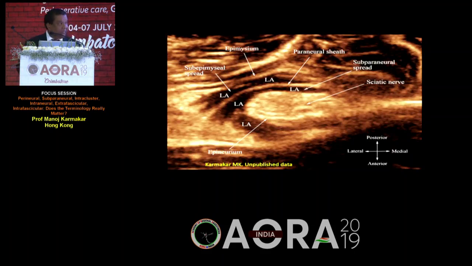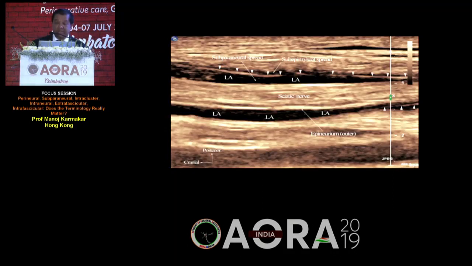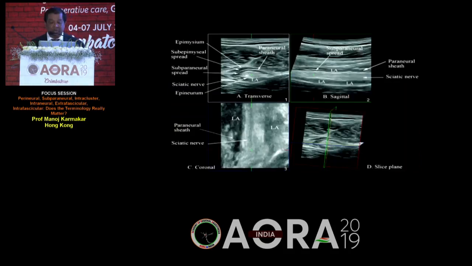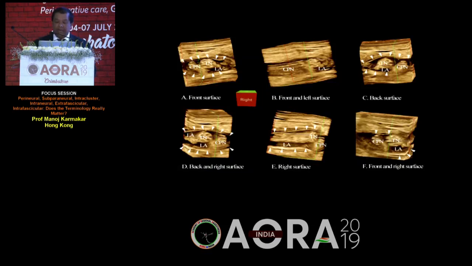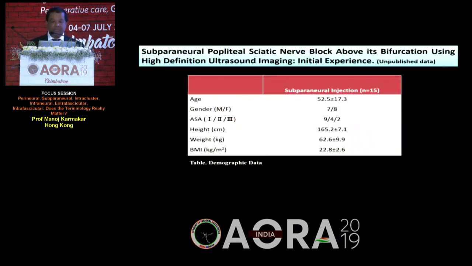So with high definition, again, I submit to you that you can see the structure very clearly, and the spread of the local anesthetic around it is seen not only in the transverse, but also in the sagittal view using multiplanar 3-dimensional imaging. You can see the transverse view, the sagittal view, and the coronal view, and you can see the connective tissue layers very clearly. Even if you do volumetric imaging, you can see how the local anesthetic surrounds the anterior, posterior, upper, front, back surfaces of the nerve.